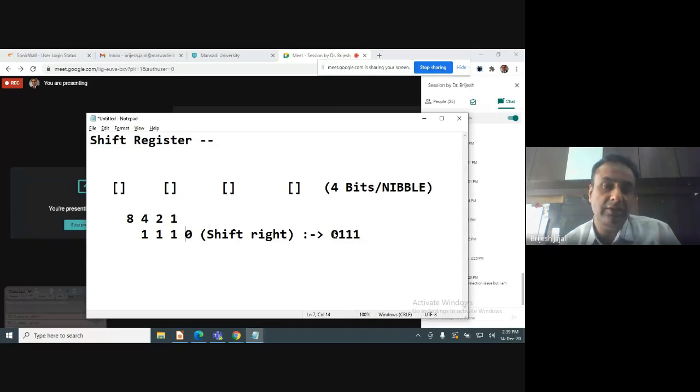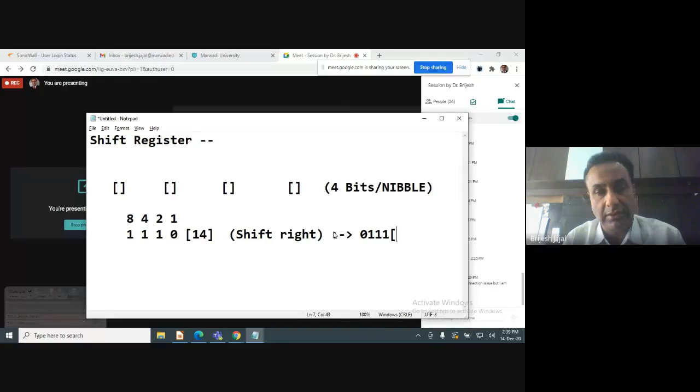So what is this value? 1110. What is this value? Please tell me. It is not 0111. Let me shift. Now tell me, what is this value? 14. Yeah? Very good. When there is 14, it becomes what? 0111 is what? Value is 7. Now all of you please concentrate.